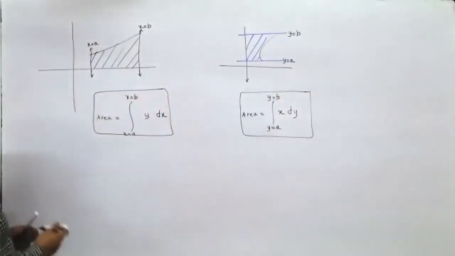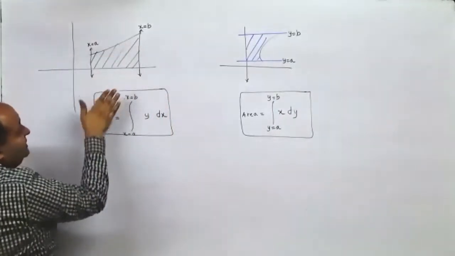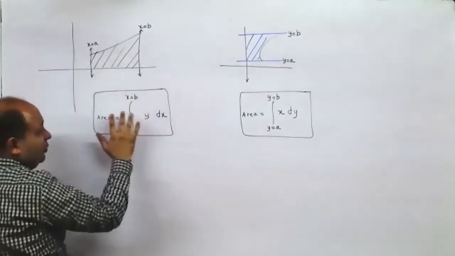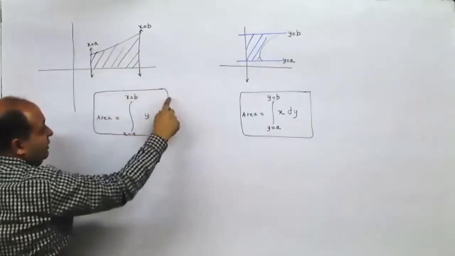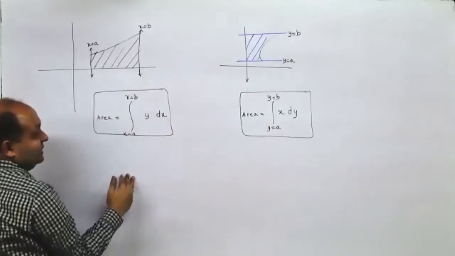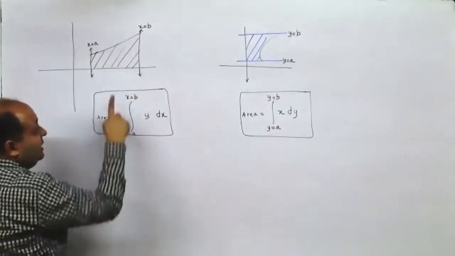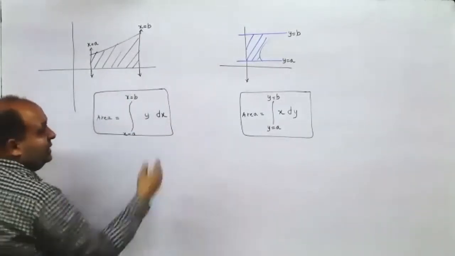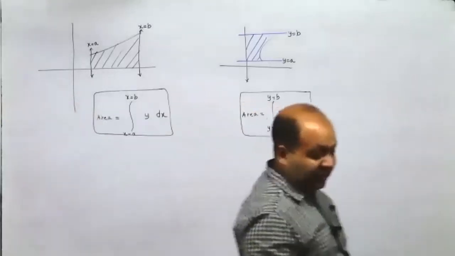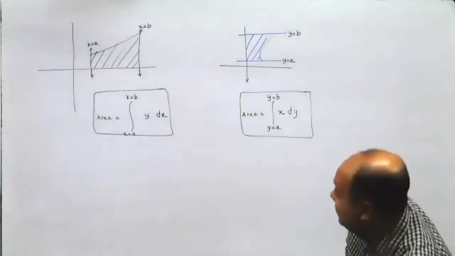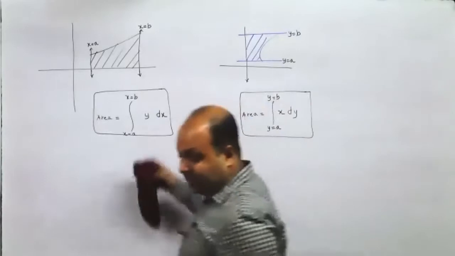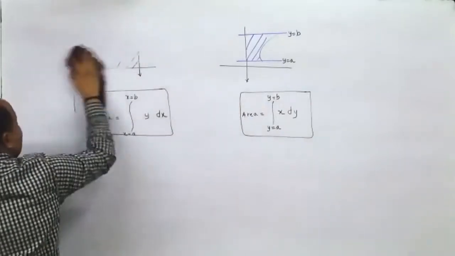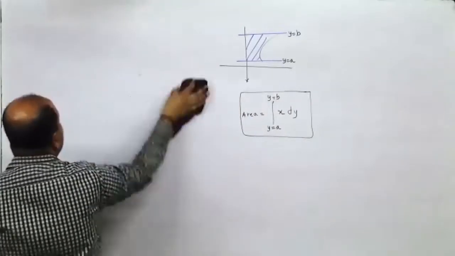I told you if the curve lies below the x-axis, then the answer would be the same, but you have to put it within mod because you'll get a negative answer, but the area cannot be negative. So it would be positive itself. It doesn't matter when the curve goes to the left-hand side of the y-axis. Having said this, we start with the sums pertaining to application of definite integration.